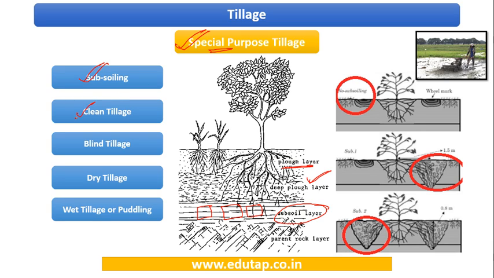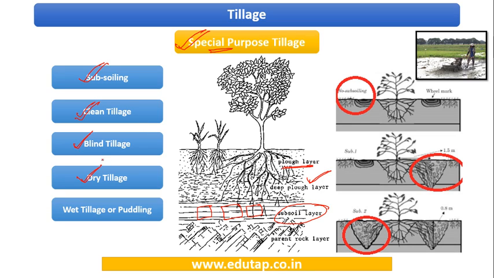When you come to clean tillage, you're ensuring that each and every corner of the field undergoes tillage operation. So when you're taking up a piece of land for tillage, you are making sure that all the plants that are there, or the residues, the stubbles, everything is removed, and then the tillage operation is performed there. Then comes blind tillage. This is a tillage that is done in the earlier stages or the developmental stages of a particular crop.